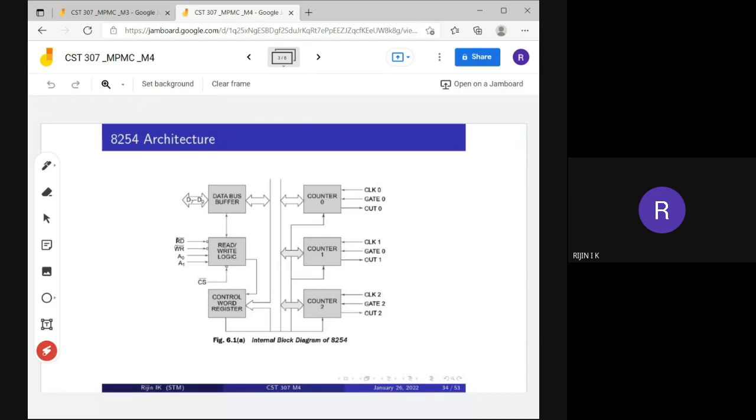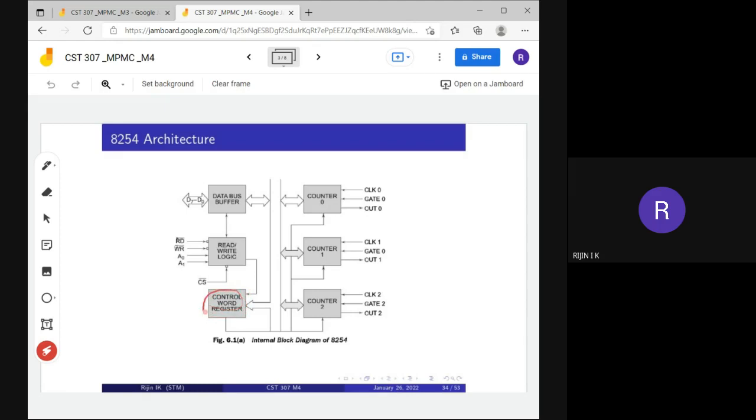So any of these counters can operate independently without disturbing the other counters. We can program them independently. These are the 3 counters present in the 8254 architecture. All the information associated with these counters will be present in the control word register.